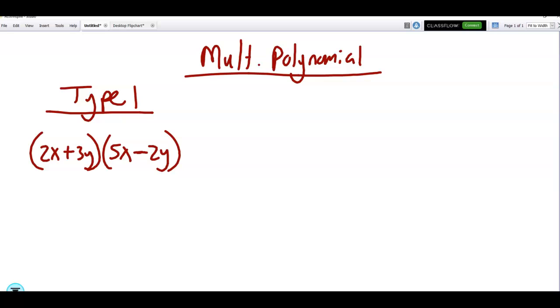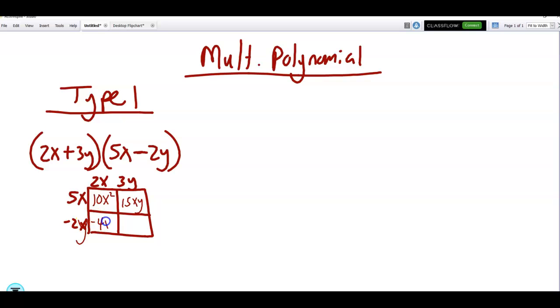So for these types of problems, we're going to use a box method. You're going to put one of your polynomials on the top, one of them down the side, and then you're just going to fill in the box by multiplication. So 5x times 2x is 10x squared. 5x times 3y is going to be 15xy. Negative 2x times, actually that was supposed to be a 2y right here. Negative 2y times 2x is going to be negative 4xy. And then negative 2y times 3y is going to be negative 6y squared.